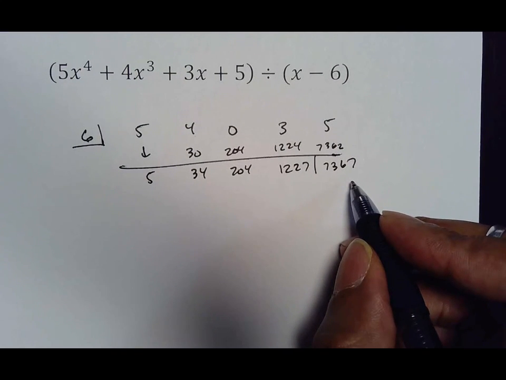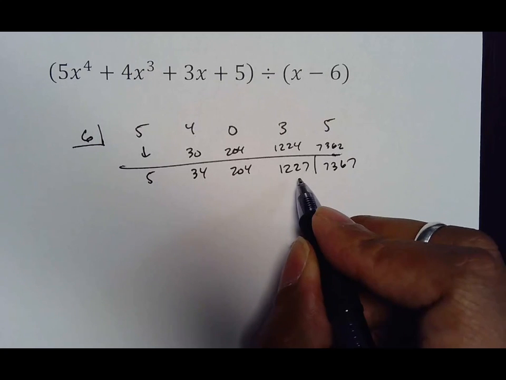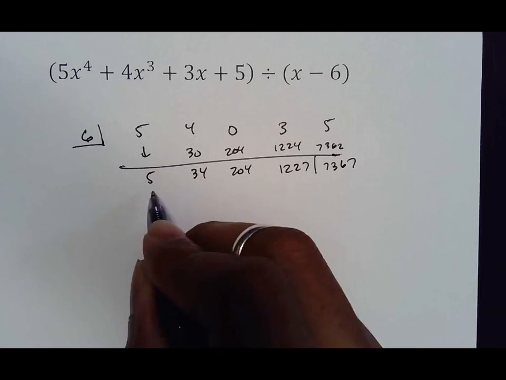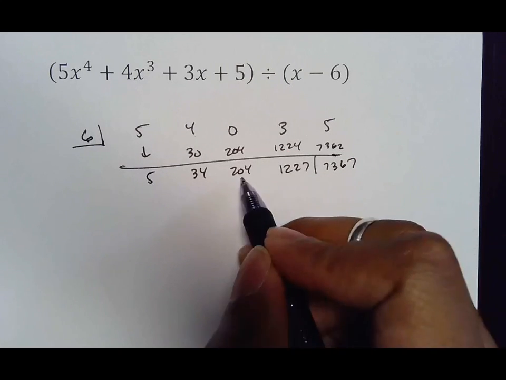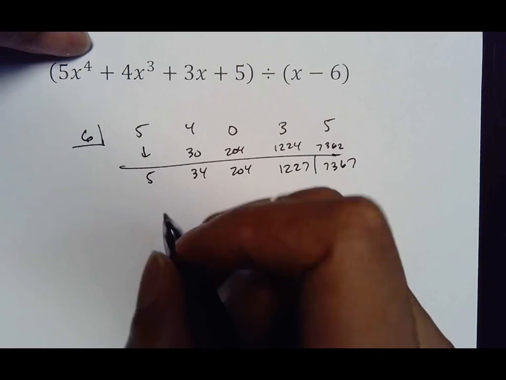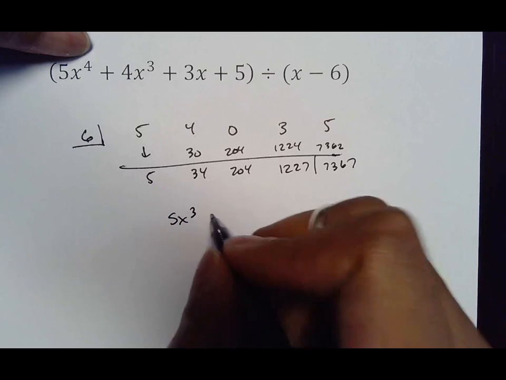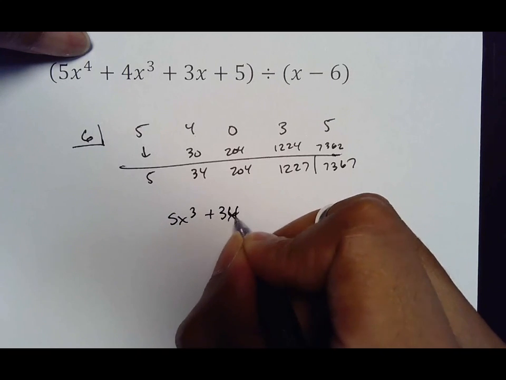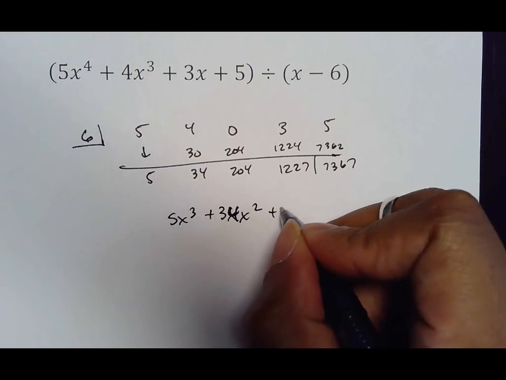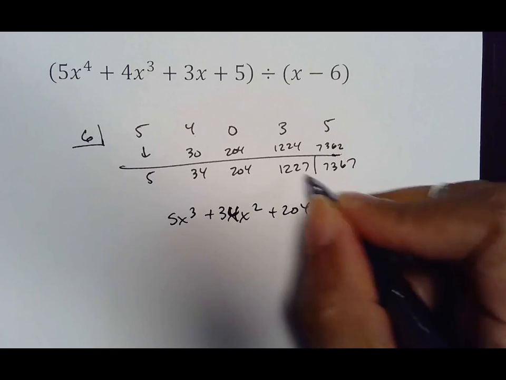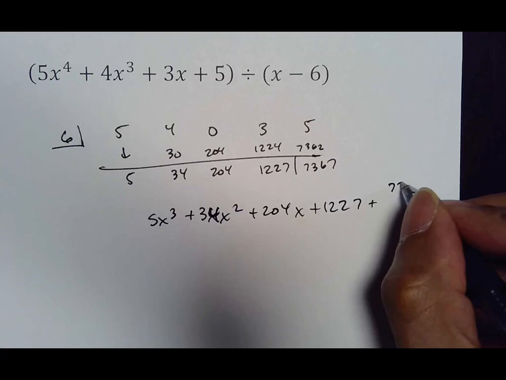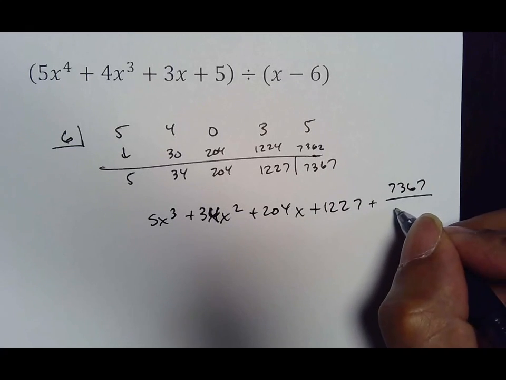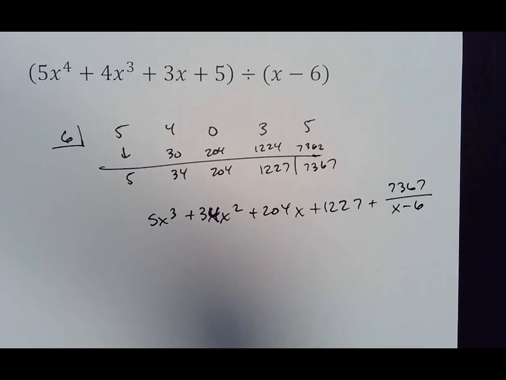And then remember, the easy way to do it is, if that's your remainder, start at 0. So 0, 1, 2, 3. The reason we start at 0 is because our last term typically has 0 x's. So 0, 1, 2, 3, or again, count down from this one. 5x to the third plus 34x squared plus 204x plus 1227 plus 7367 over, don't forget to where that's at, x minus 6.